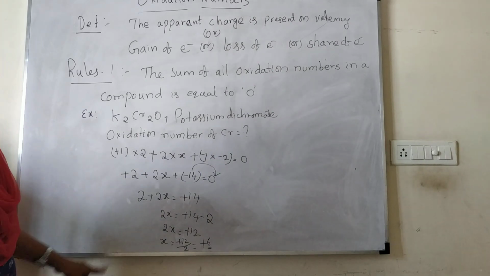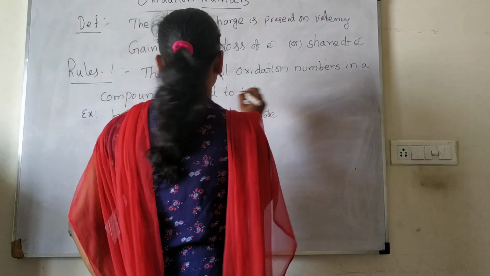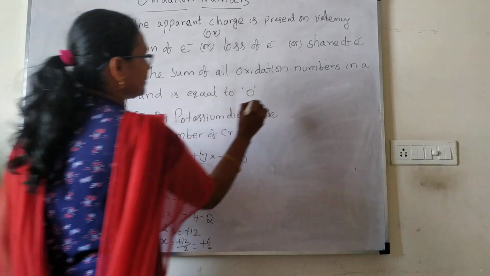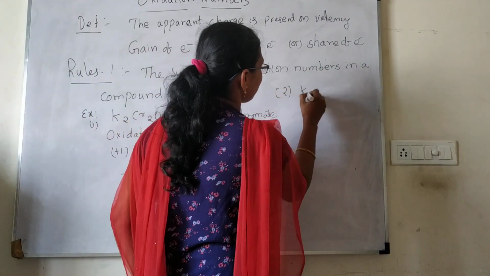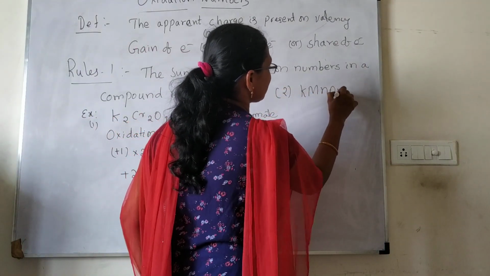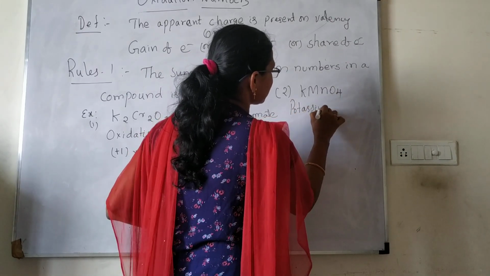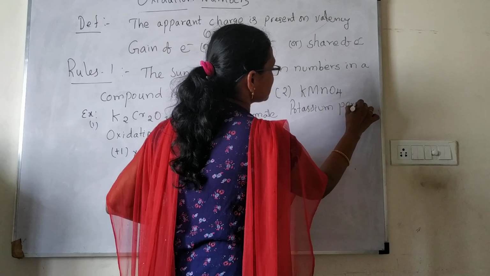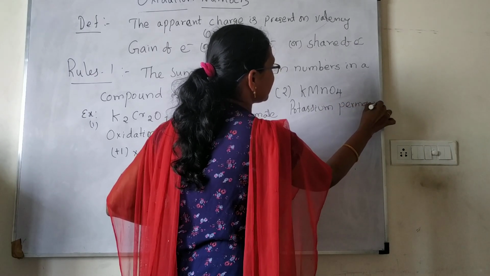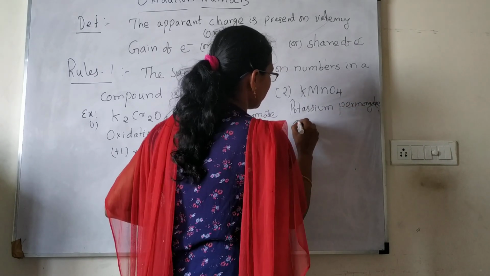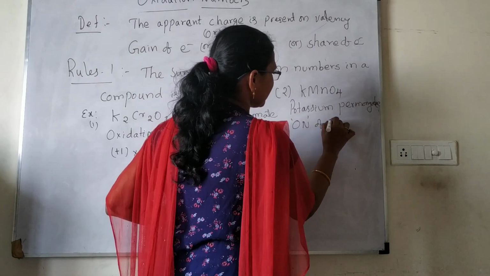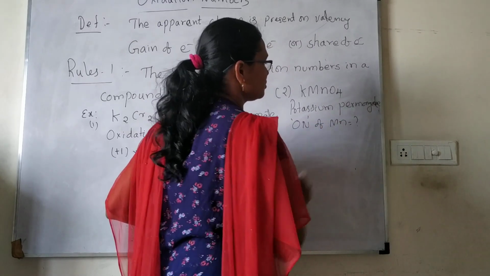A simple equation. Another example I will write: KMnO4. This is potassium permanganate. The name of the compound is potassium permanganate. What is the oxidation number of manganese? We have to find the ON of manganese.